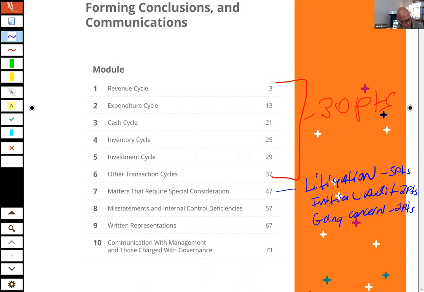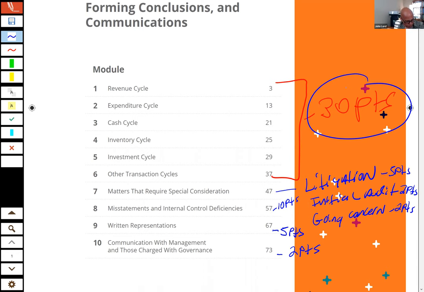Okay, then we will talk about the written representation letter. Misstatements and internal control deficiencies, guys, comes next. That's about 10 points. We probably won't get to that until next time. We'll talk about written representations. That's 5 points. And then communication with those charged with governance is about 2 points. So rich point area, the big one being these 30 points here on the transaction cycles.